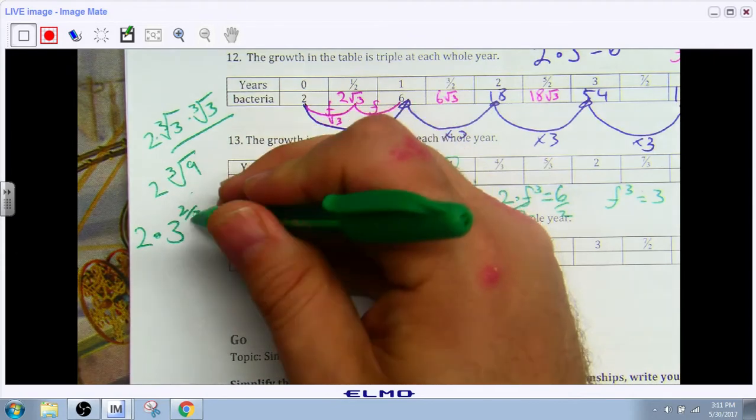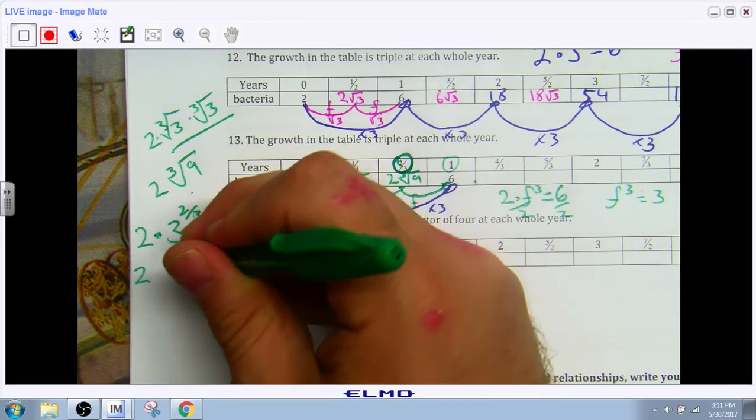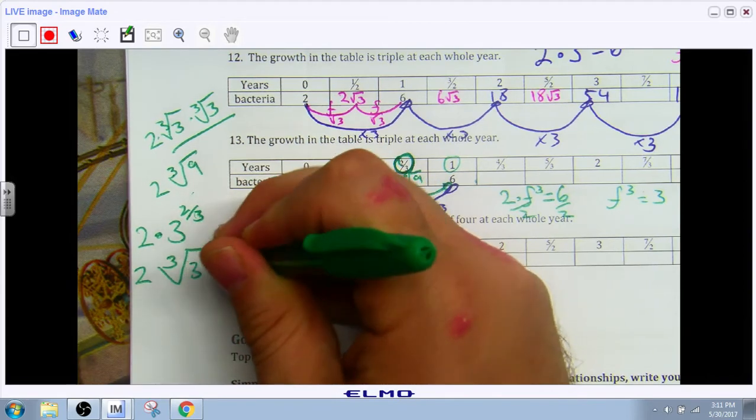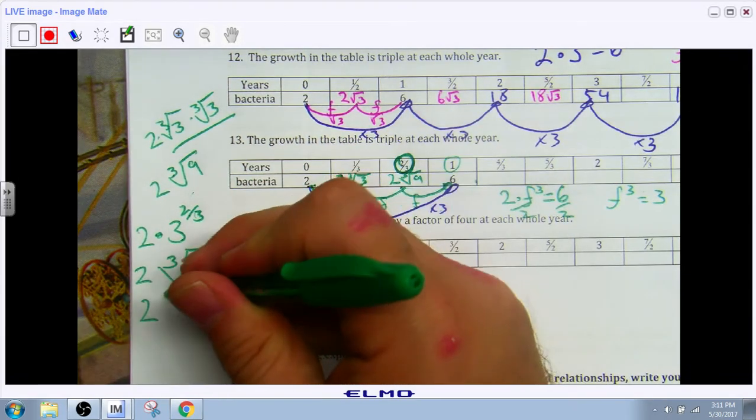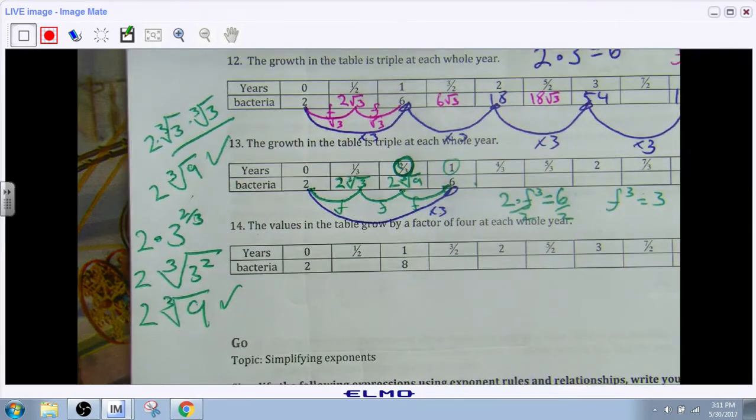So what this means is, we're going to do this denominator first. We're going to say 2 cubed root of 3 squared, which is 2 cubed root of 9, which is exactly what I did there. That's kind of the cool thing that's happening here with these fractional exponents.